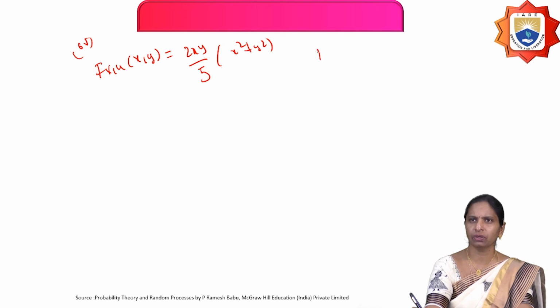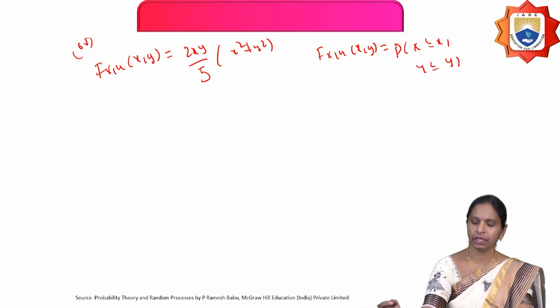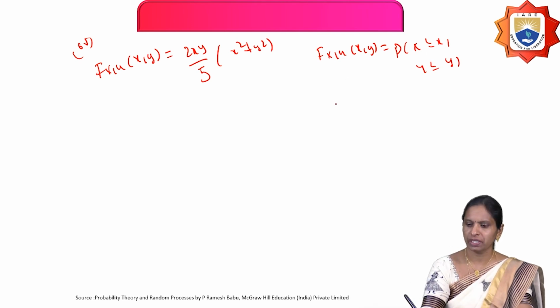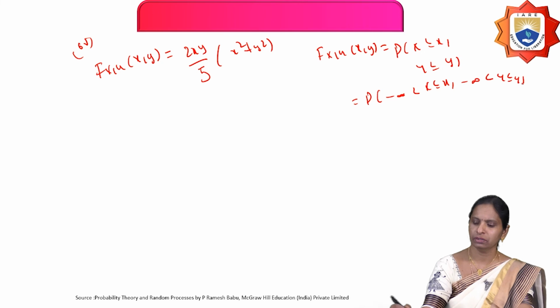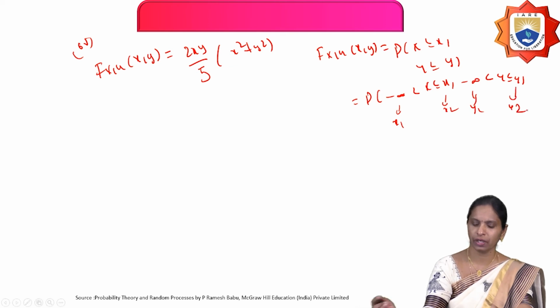So what is the definition of fxy of x comma y? That is nothing but P of X less than or equal to x comma Y less than or equal to y. Okay. Then here it means X goes from minus infinity to x, and Y goes from minus infinity to y. So in place of this you have x1, x2, y1, and y2.